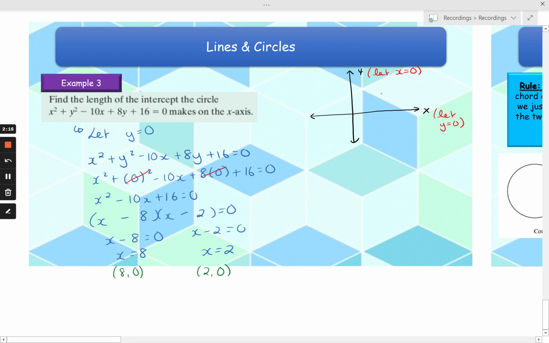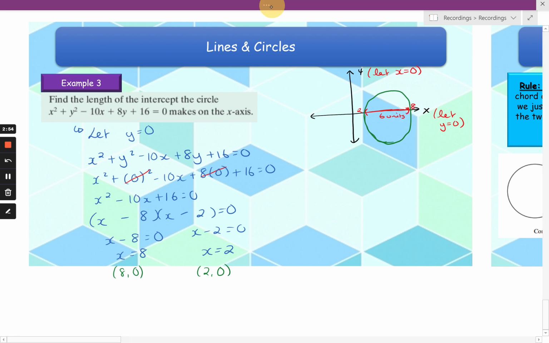Which means if I draw a rough look at the circle on my diagram over here, we can see it's going to cross both times in the first quadrant, which means my circle would look something like this. Okay, dodgy circle, but it would look something like this, where the first time it's going across at 2, the second time it's going across at 8. And it wants to find the length of the intercept formed by this. So it wants to find the length from 2 to 8 on the x-axis. Well, we know that the length from 2 to 8 on the x-axis is going to be 6 units because 8 minus 2 is 6.